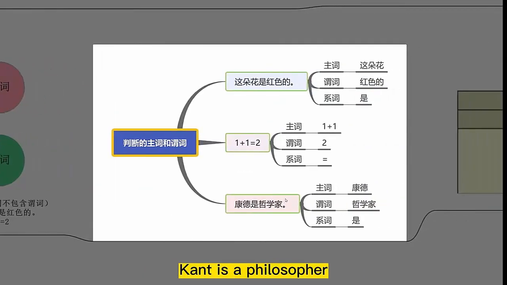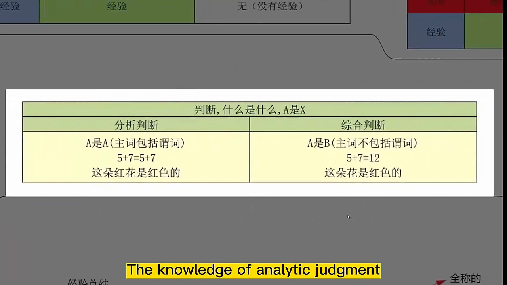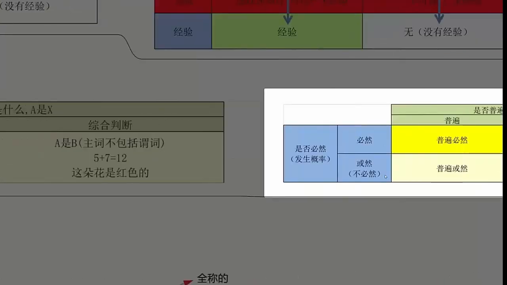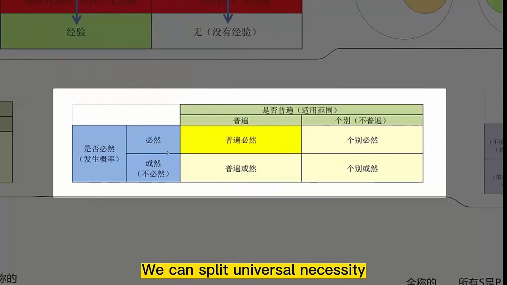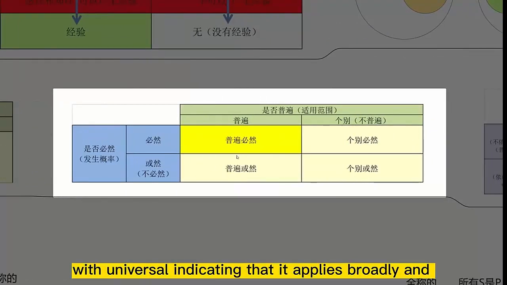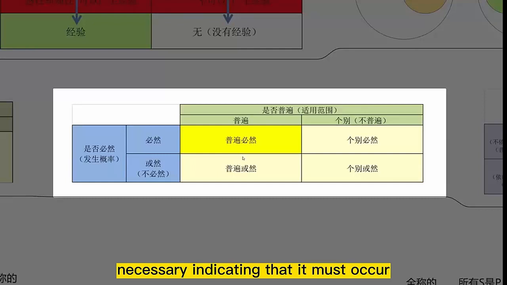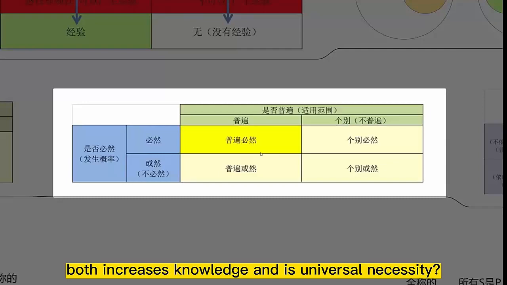Kant is a philosopher. In this sentence, Kant is the subject, philosopher is the predicate, and "is" is the copula, which is used to connect the subject and the predicate. The knowledge of analytic judgment is universal necessity, but it cannot increase knowledge. The knowledge of synthetic judgment increases knowledge, but it is not universal necessity. We can split universal necessity, with universal indicating that it applies broadly and necessary indicating that it must occur. Is there a kind of knowledge that both increases knowledge and is universal necessity?